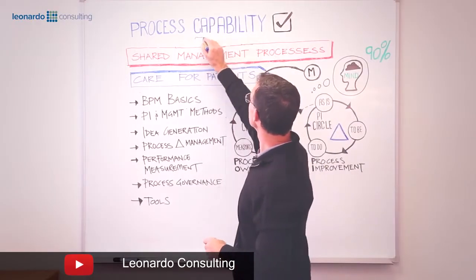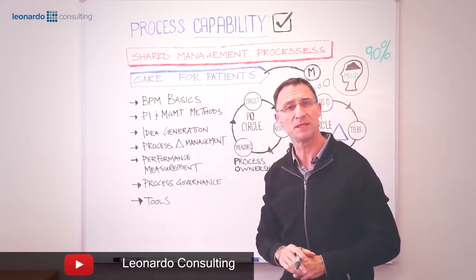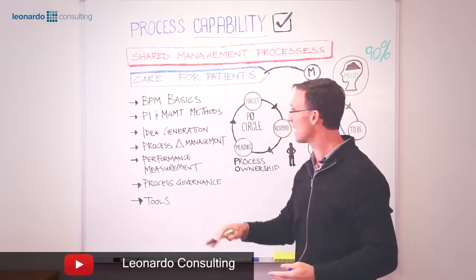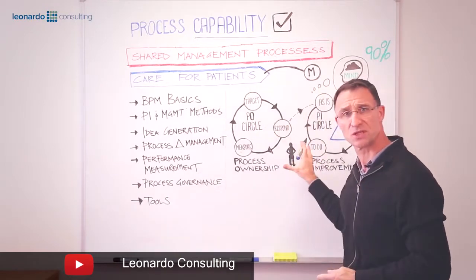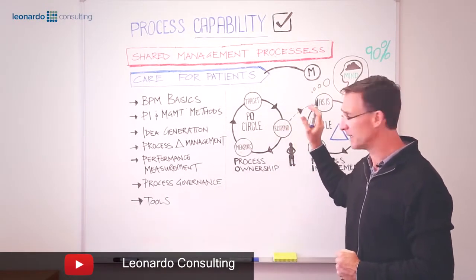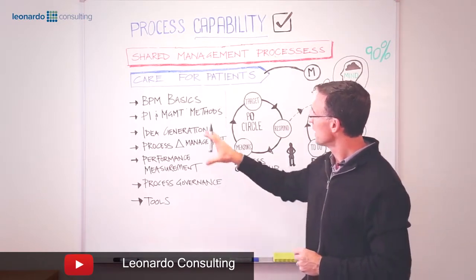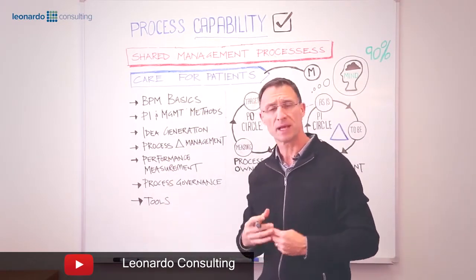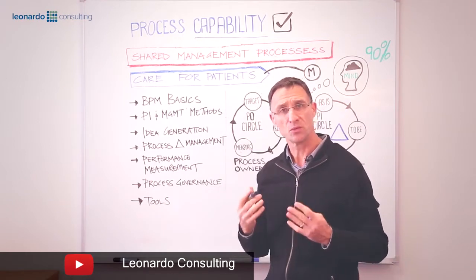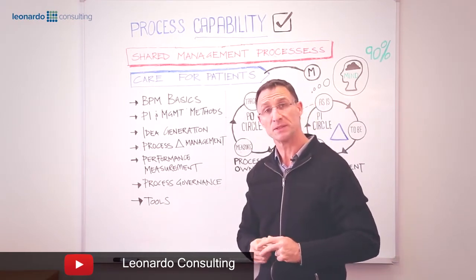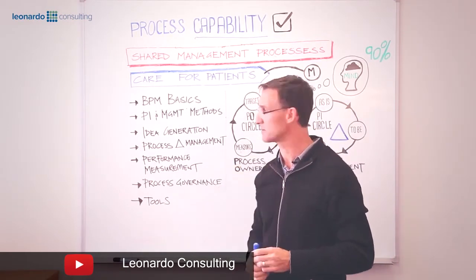So today we're looking at the business process capabilities within an organization to allow them to get successful change, successful improvement, and process management. These are the key capabilities that you would require in your business to achieve proper business process management.